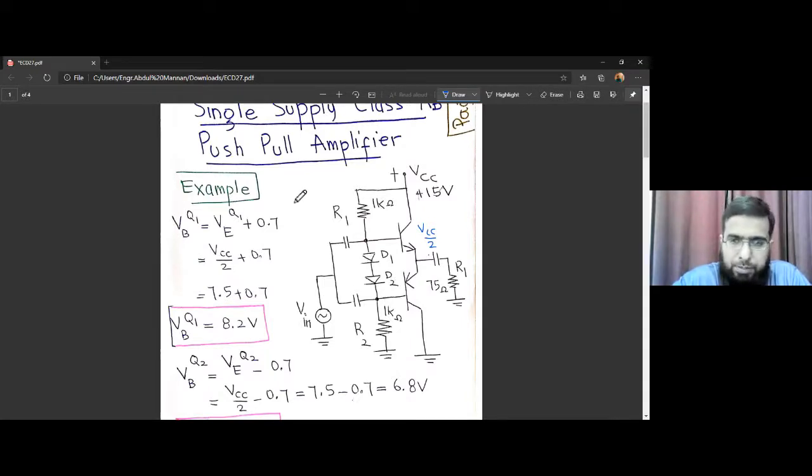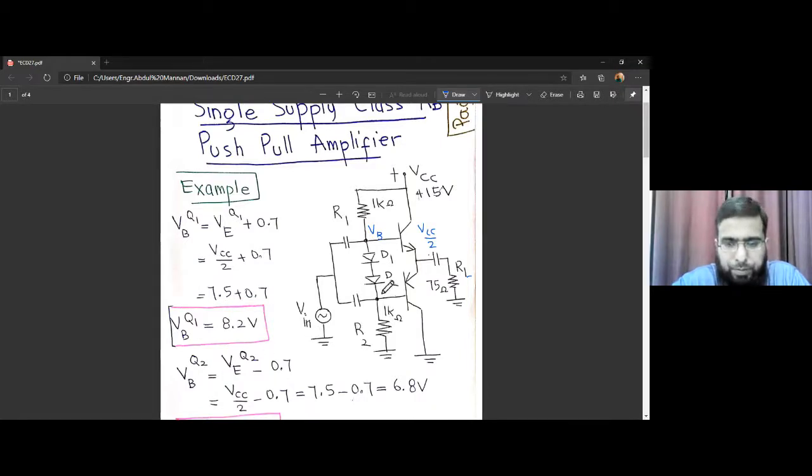So this is an example with numerical values: plus 15 volts is VCC, R1 and R2 are given to be 1 kilo ohm, and RL, the load resistor, is 75 ohms. We have to find VB for Q1. This VB will be 0.7 volts higher than the voltage at the emitter because it's an NPN transistor. The emitter is biased at VCC by 2, 15 divided by 2, which is 7.5. So 7.5 plus 0.7, VB at Q1 is 8.2 volts.